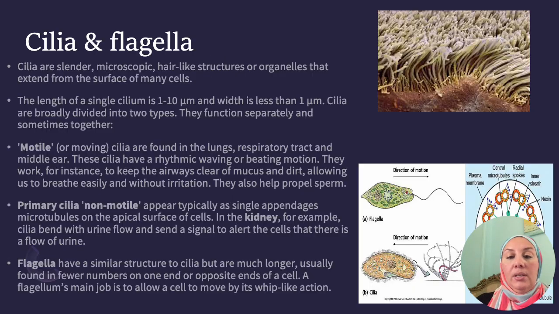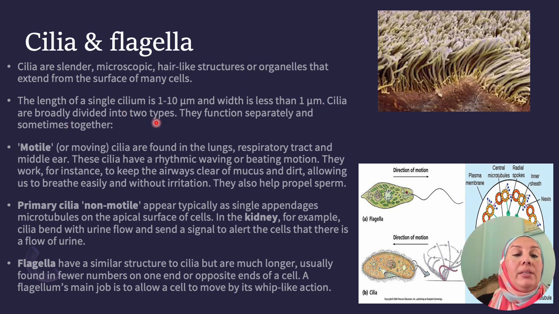Let's move on. Now, cilia and flagella. These are slender, microscopic structures, especially cilia. They're much smaller than flagella, and they extend from the surface of many cells, such as ciliated cells, for example, that line our respiratory tract. The length of a single cilium, one of them is called the cilium, is between 1 to 10 micrometers. Width is about 1 micrometer in diameter.